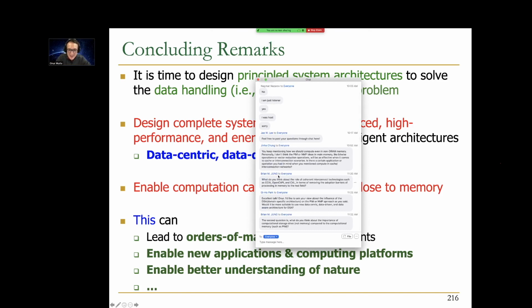Let's see. So I have a question from Brian saying, what do you think about the role of coherent interconnect technologies such as CCIX, OpenCAPI, and CXL in terms of removing the adoption barriers of processing in memory to the real field? That's an excellent question, and I think those technologies are actually very good. I think of these as synergistic technologies that can enable in-memory computation in a more seamless way because they're coherent already. Maybe we need to improve the coherence that they provide going into the future, maybe make it even more fine-grained, for example. But I think definitely those are good.